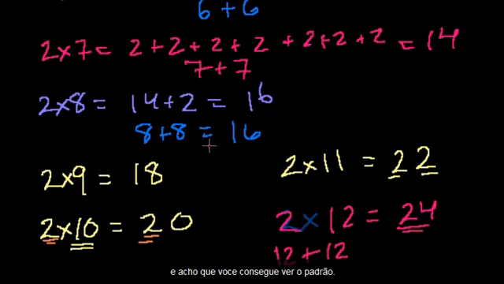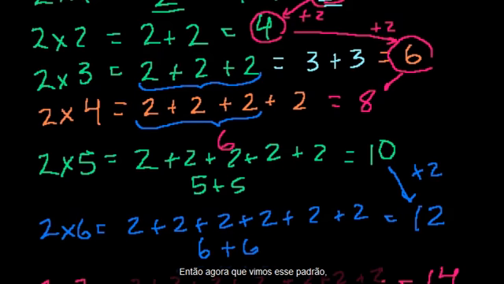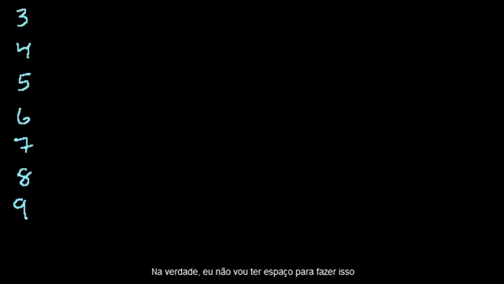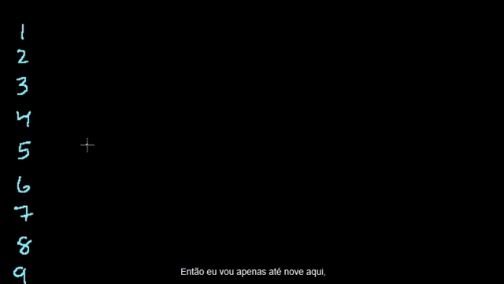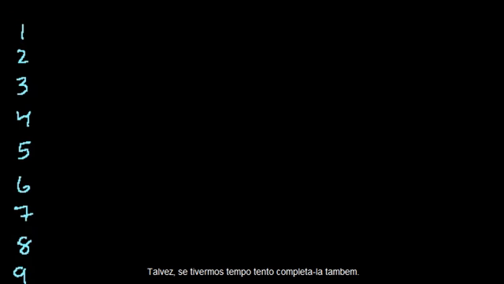So that's the 2 times tables, and I think you see the pattern. Every time you multiply it by one higher number, you just add 2 to that number. So now that we see that pattern, let's see if we can complete a multiplication table. What I'm going to do is write all of the numbers. 1, 2, 3, 4, 5, 6, 7, 8, 9. I'm going to go till 9 here because I want you to see the entire table, but I encourage you after this video to complete it on your own. Maybe if we have time, I'll complete it here as well.